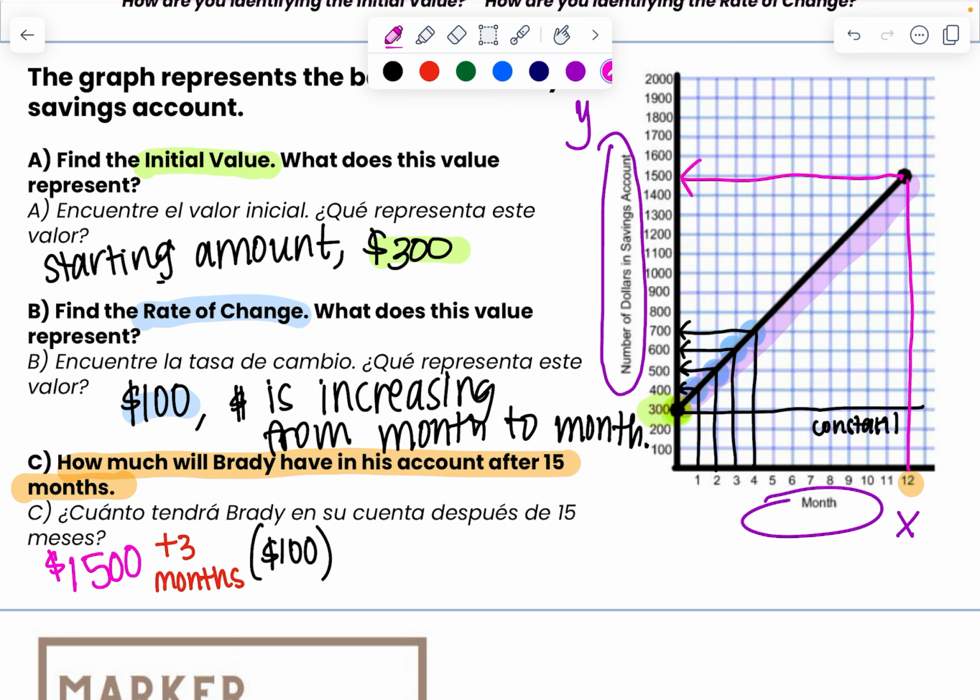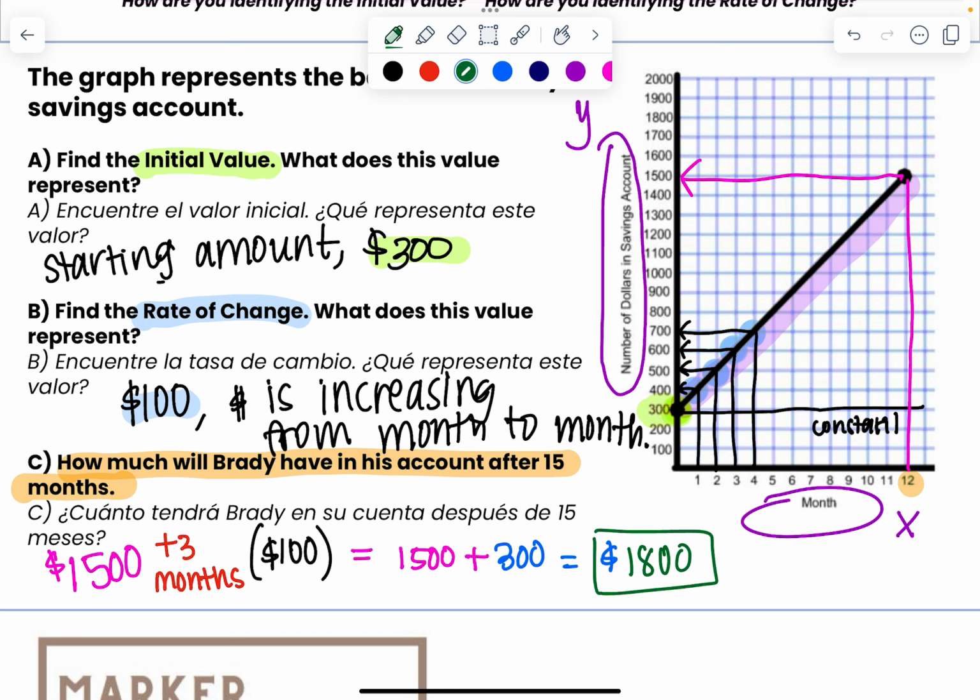So I'm going to start with $1,500, and that's at 12 months. 13 months, add another 100. 14 months, add another 100. 15 months, add another 100. Or take $1,500 plus 300, and I'll end up with how much money we have at the end, which is $1,800. Awesome.